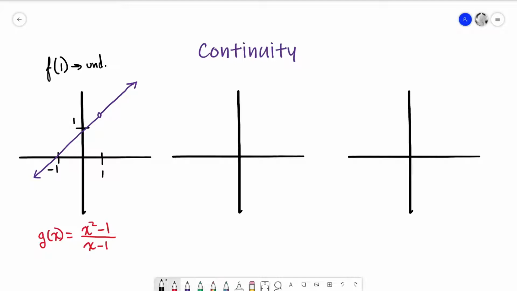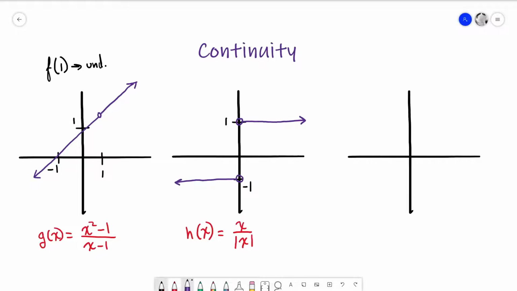Another example of a discontinuity is the function h of x equals x divided by the absolute value of x. This is a pretty common function that we tend to see a lot. It's going to have 2 values, either 1 or -1. If the x values are positive, it's going to look like a constant function going to the right like that. If the x values are negative, it's going to be the same thing but going in the opposite direction.